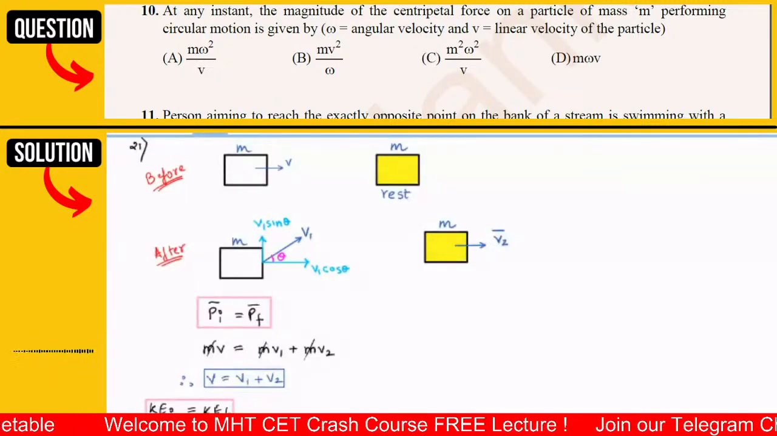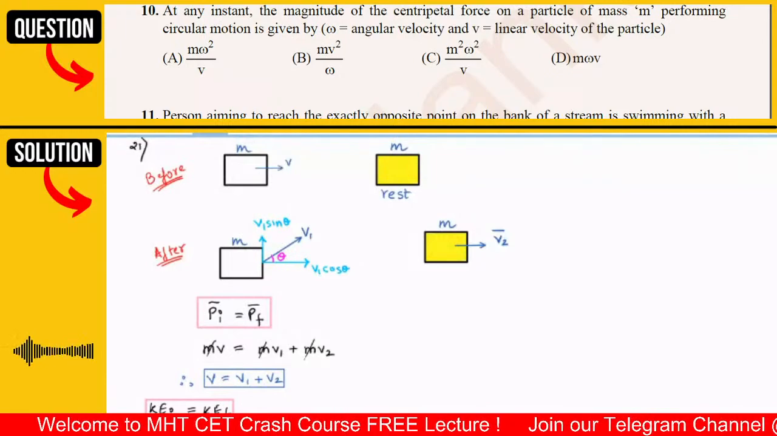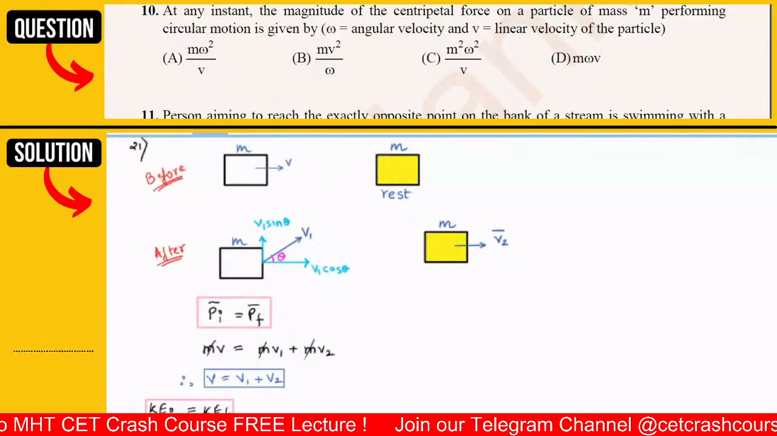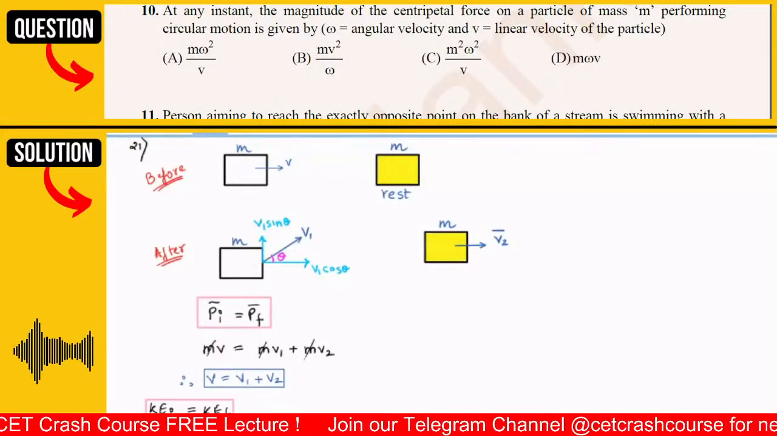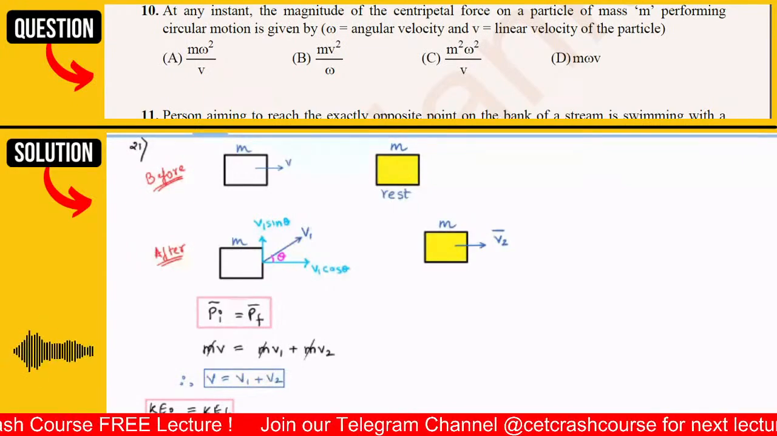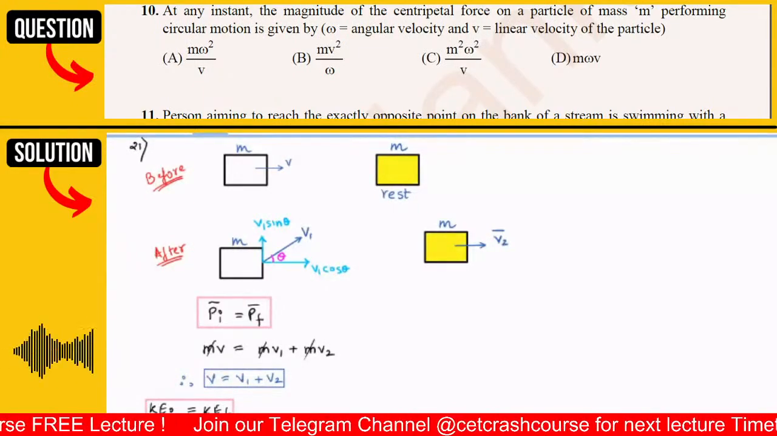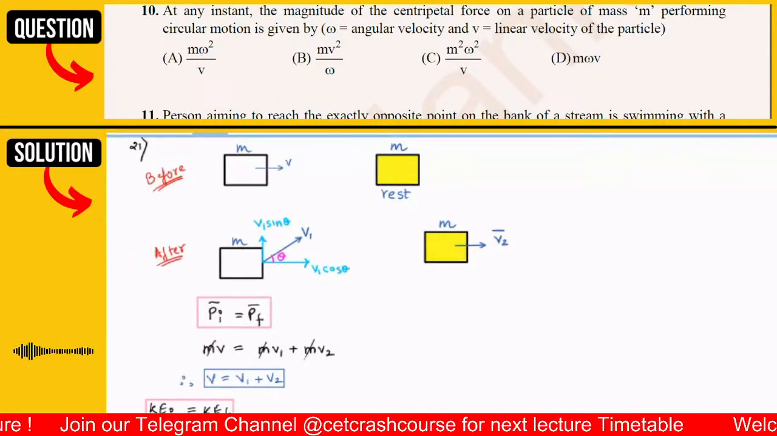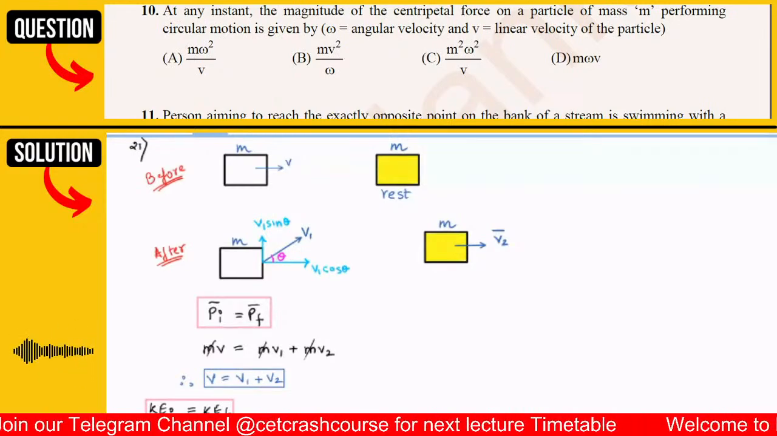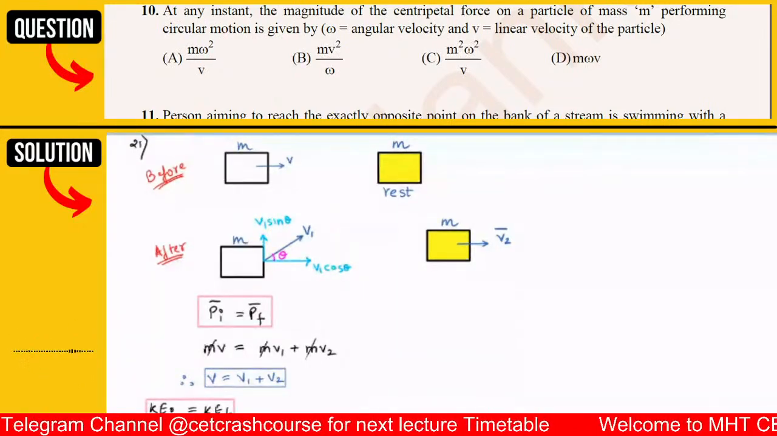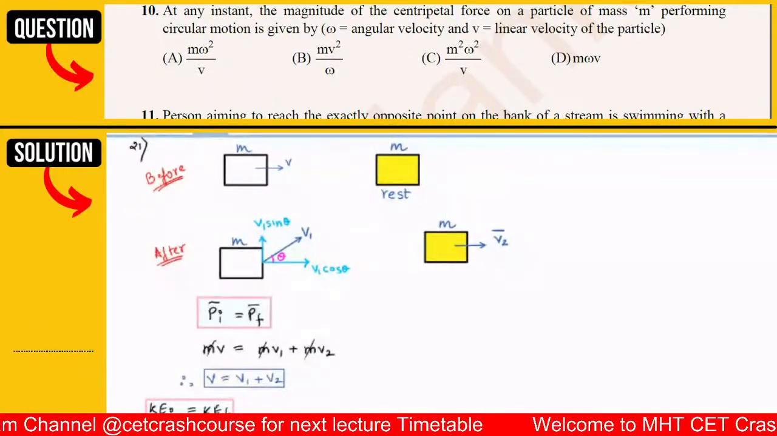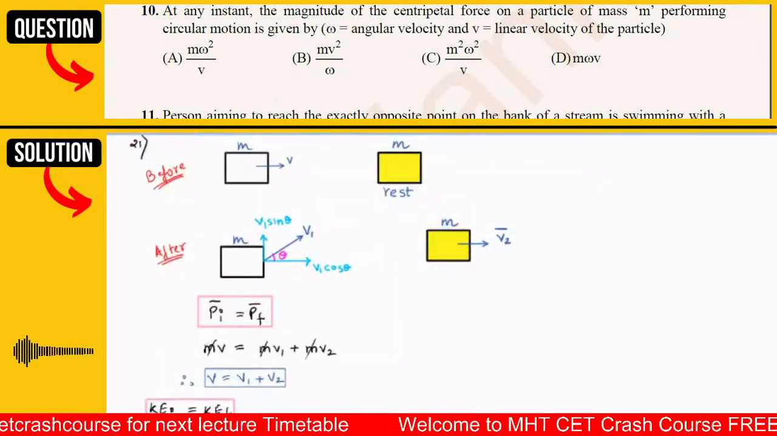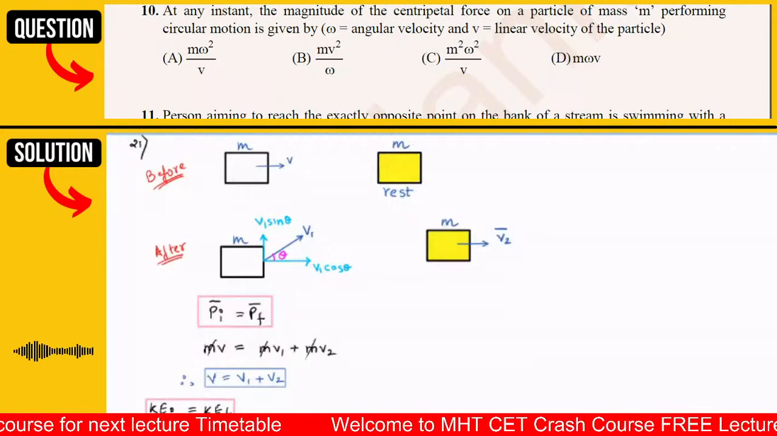A block of mass m moving on a frictionless surface at speed v collides elastically with a block of the same mass initially at rest. Now the first block moves at an angle theta with its initial direction and has a speed v1. Find the speed of the second block after collision. Students, I have done a simple representation where the before and after collision situations are shown.